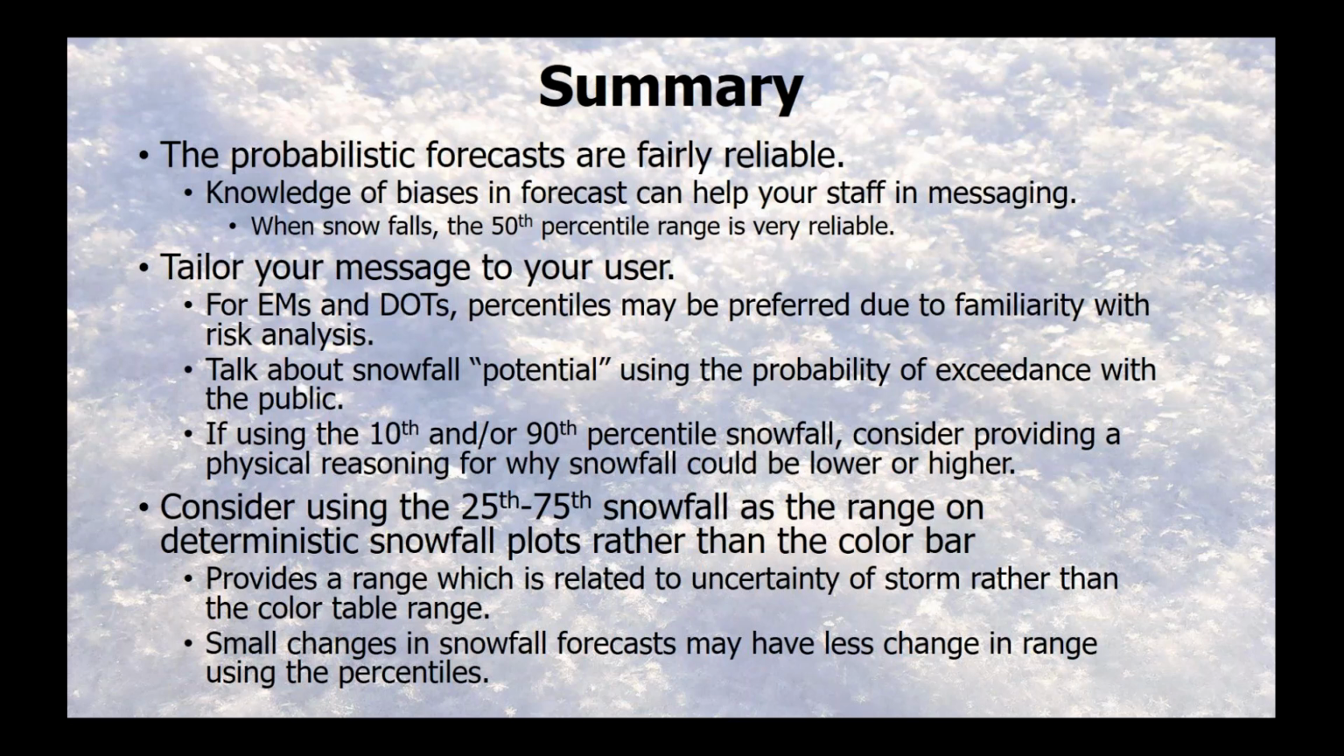Finally, I think we need to start considering using the 25th to 75th percentile snowfall as the range under deterministic snowfall plots rather than that color bar range. Again, it's not something I think we can do right now, but I think it's something that we start planning for, starting to use this information to our advantage to message uncertainty better, and also so that small changes in the forecast where you cross the color bar don't give the public a perception of a large change when they see that snowfall range change.